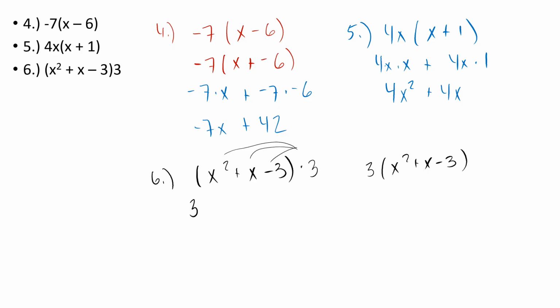But we would have 3 times x squared, which is 3x squared, 3 times x, which is 3x, and then this would be 3 times negative 3 if I do that little notation change. So plus negative 3, 3 times negative 3 is negative 9, or you can write it as minus 9. Either one of those is algebraically correct.